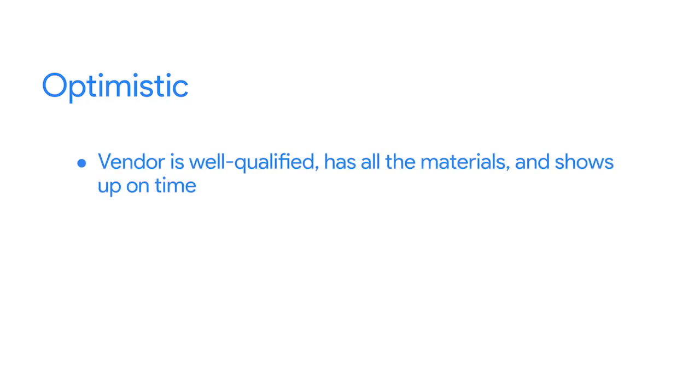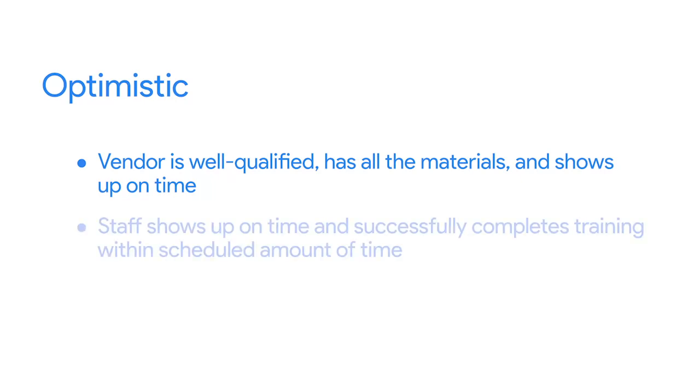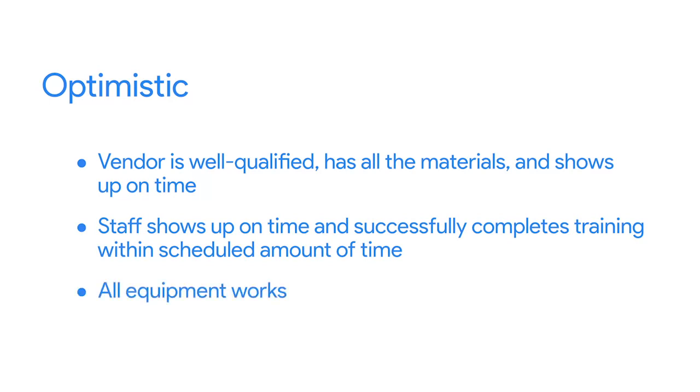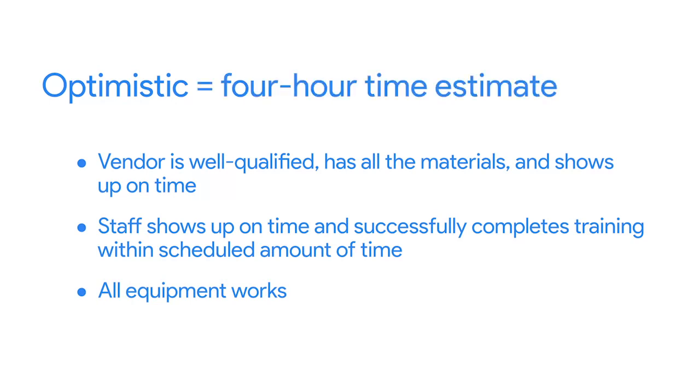The task expert tells you that the conditions for an optimistic estimate would mean the vendor who is hired to do training is well qualified, has all the materials they need, and shows up on time to deliver the training. All of the staff shows up on time and successfully completes the training within the scheduled amount of time. All of the equipment works for the staff to practice on. In this best case scenario, your task expert estimates 4 hours. 2 hours to conduct the training, and 1 hour each for setup and post-training review on the originally scheduled date.